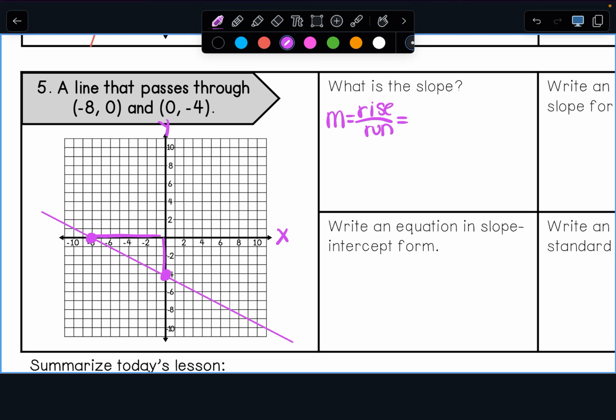How do you know it's a negative? Because it's going to the other side, to the left. It's 4 over -8, which is equal to -1/2. And 4 over -8 simplifies to negative 1/2.